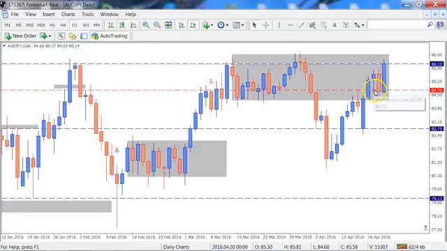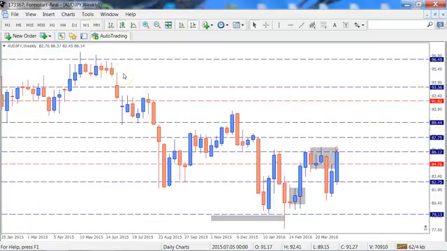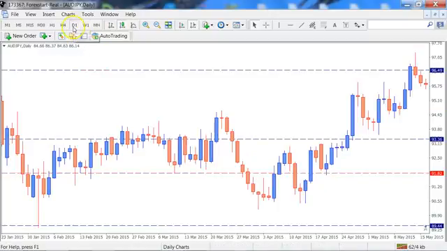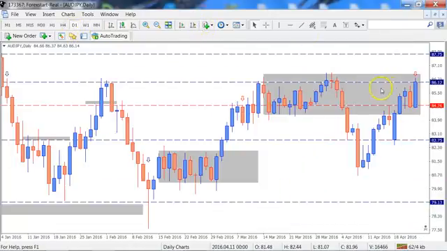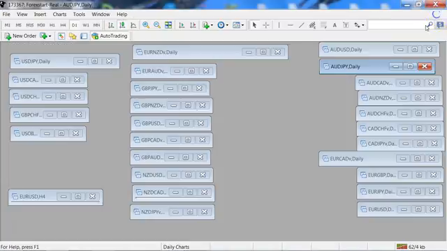Aussie Japan, big shadow has printed at the 84.76 level. Big shadow candle. There you have it. Question, as always, where is it going? Is the risk reward sufficient enough on this particular trade? This is a part of the analysis. So, moving on.